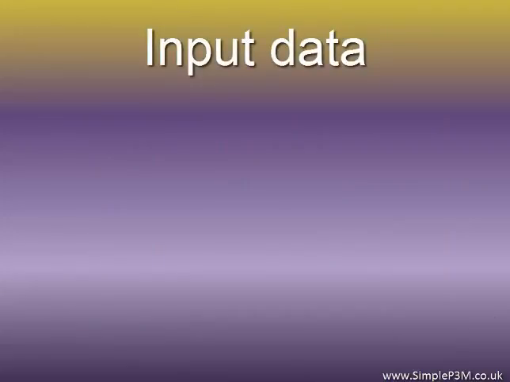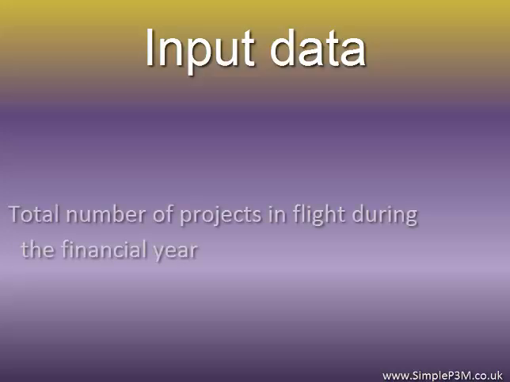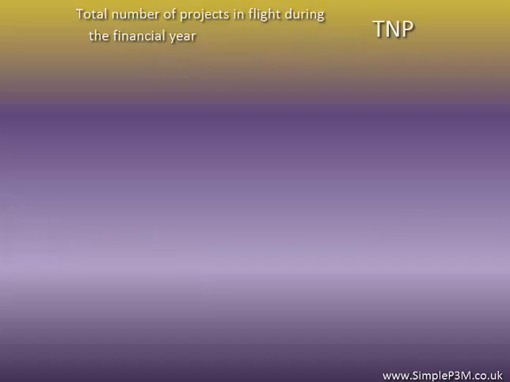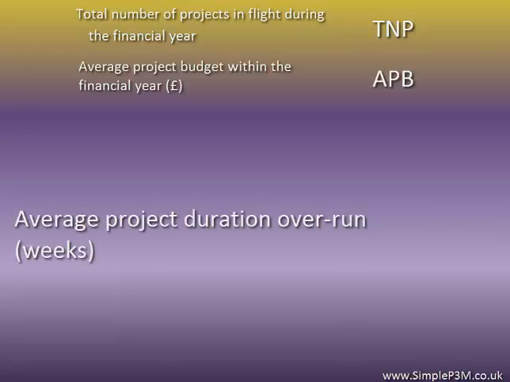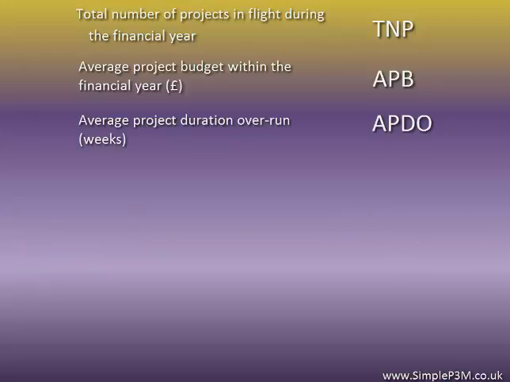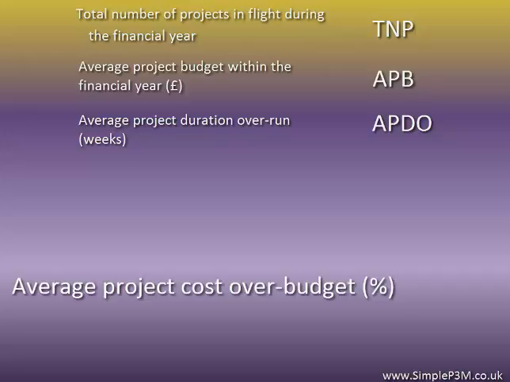To simply guesstimate the costs of projects going over budget and overrunning, the following small amount of data is required: the total number of projects in flight during the financial year, which we will call TNP, the average project budget within the financial year in pounds, let's call that APB, the average project duration overrun in weeks, which we'll refer to as APDO, and the average project cost over budget as a percentage, which we will call APCO.